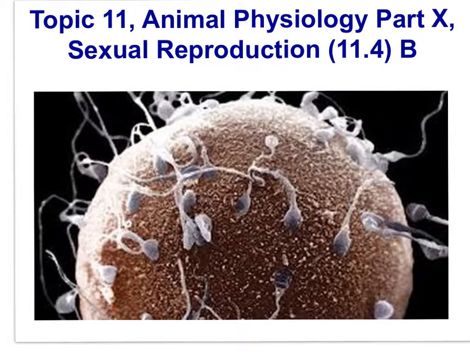IB Bio Topic 11 Part 10, Sexual Reproduction B, will focus on female anatomy and physiology, as well as the processes related to oogenesis. The essential idea is sexual reproduction involves the development and fusion of haploid gametes.